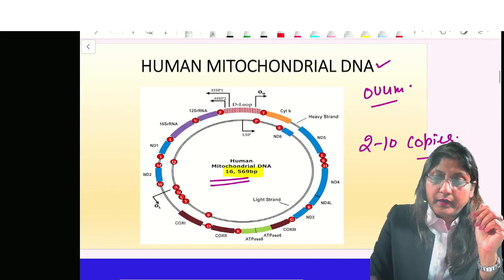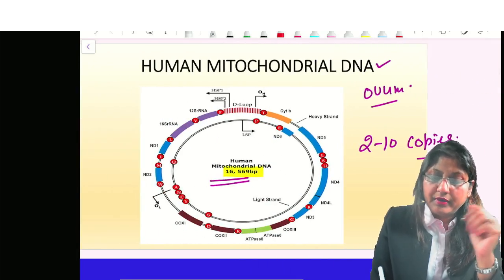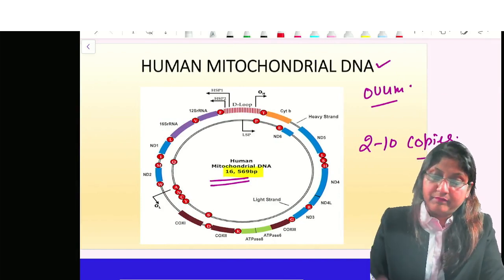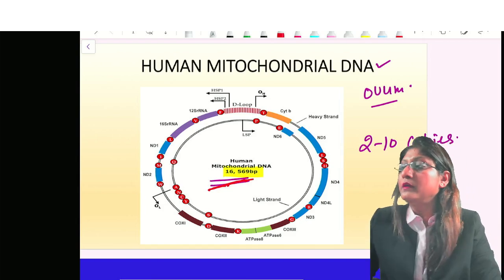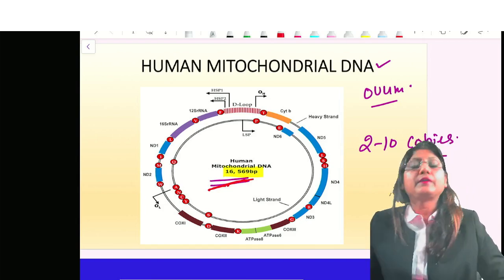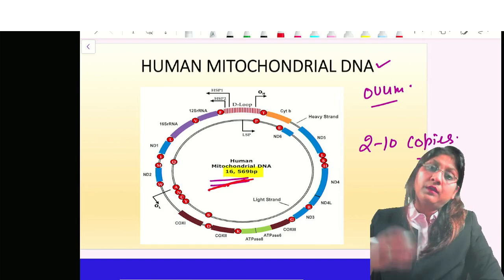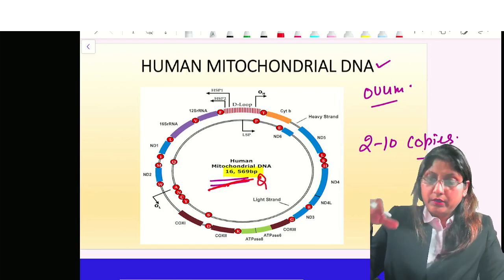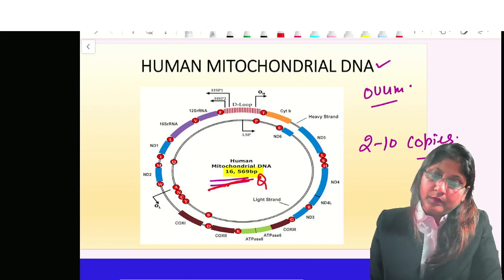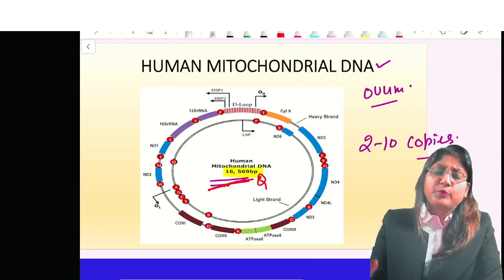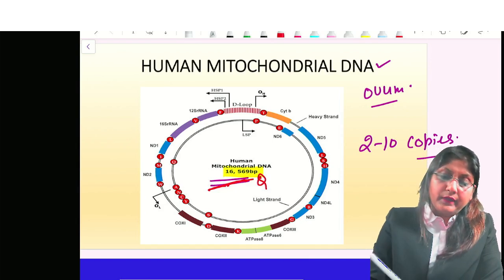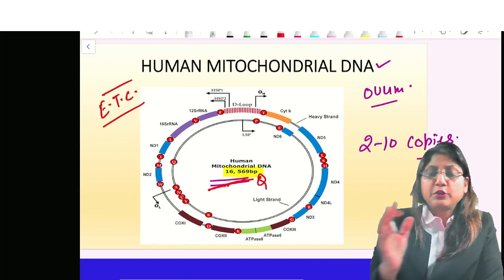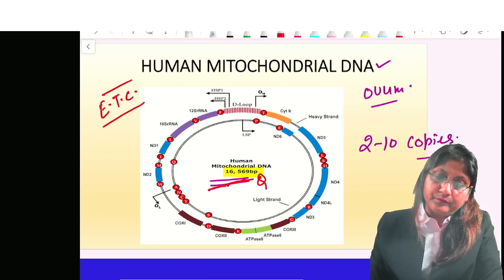right? And this human mitochondrial DNA contains 16,569 base pairs. This number also you must remember. 16,569 base pairs are there in the one double-stranded mitochondrial DNA. They produce a lot of proteins, but what is very important is that they produce a number of important proteins for the functioning of the electron transport chain.